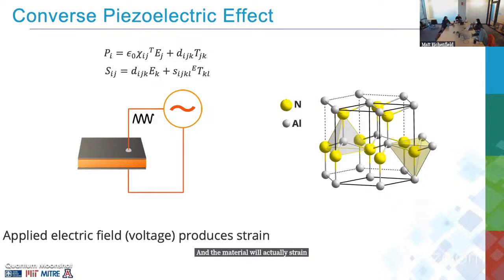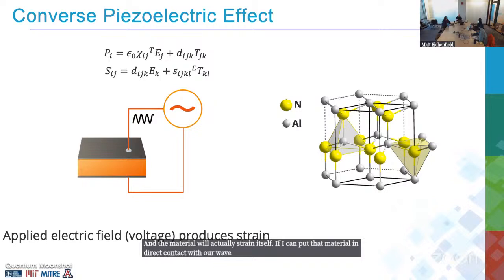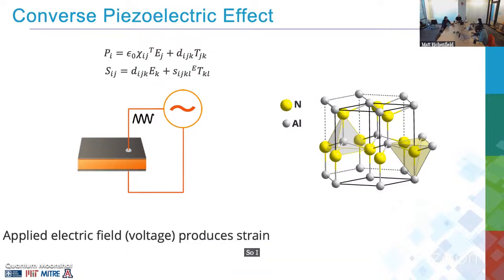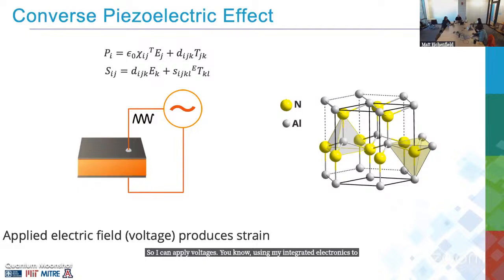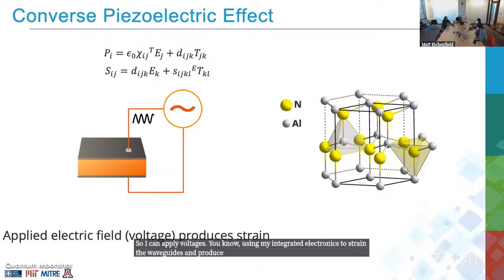If I can put that material in direct contact with our waveguides, then we can strain our waveguides by using little individually patterned actuators made in this aluminum nitride material that are connected with our metal traces, like in the CMOS wafers, and then they just have to connect to the optical waveguides. Now I've got everything I need. I can apply voltages, using my integrated electronics, to strain the waveguides and produce the modulation that I need.